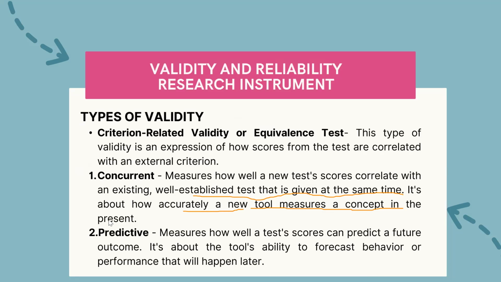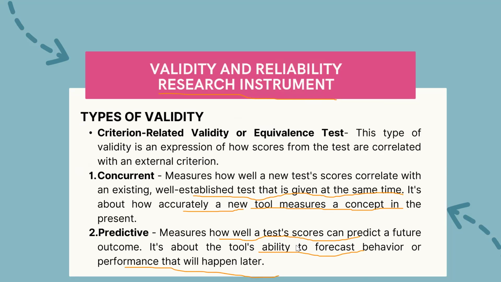And if the scores of the two tests are strongly correlated, of course, we can conclude that the new test is considered valid for use in the present. Next, we also have predictive validity. So here, it measures how well a test's scores can predict a future outcome. Can that research instrument be used to predict future outcomes? It's about the tool's ability to forecast behavior or performance that will happen later.